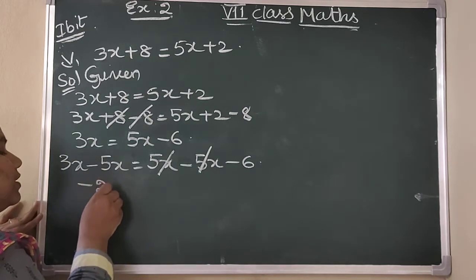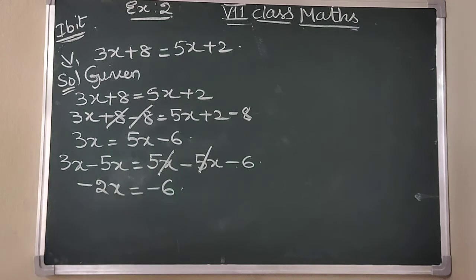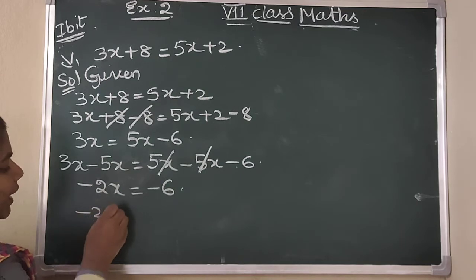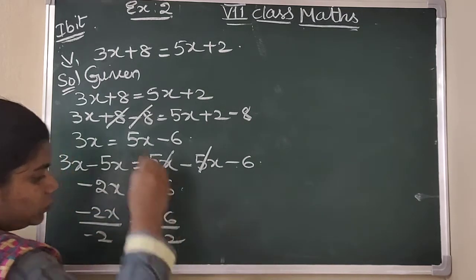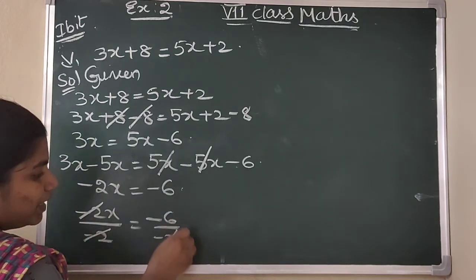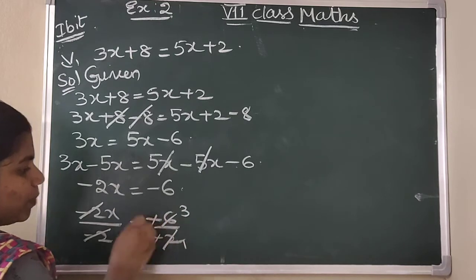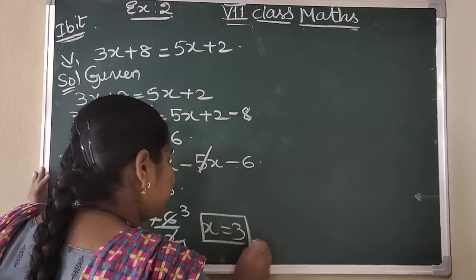Minus 2x is equal to minus 6. Now it is in the form of multiplication. That means to eliminate minus 2, we have to divide by minus 2 on both sides. So minus 2x by minus 2 is equal to minus 6 by minus 2. Minus 2 will get cancelled. Two 1s are 2, two 3s are 6, and the minus signs will get cancelled. So what is the x value we got? We got it as 3.